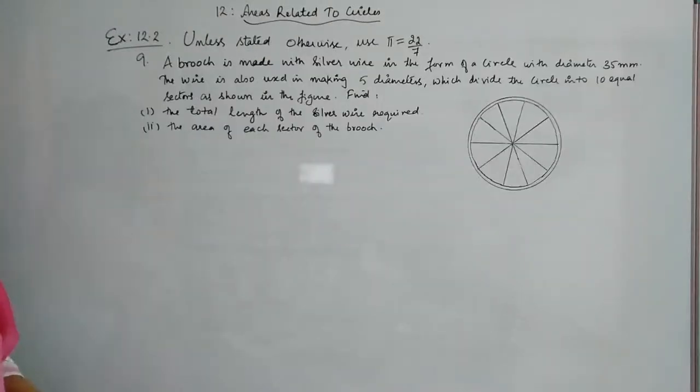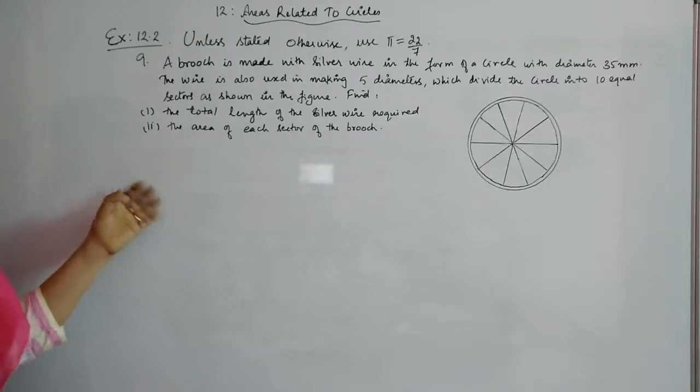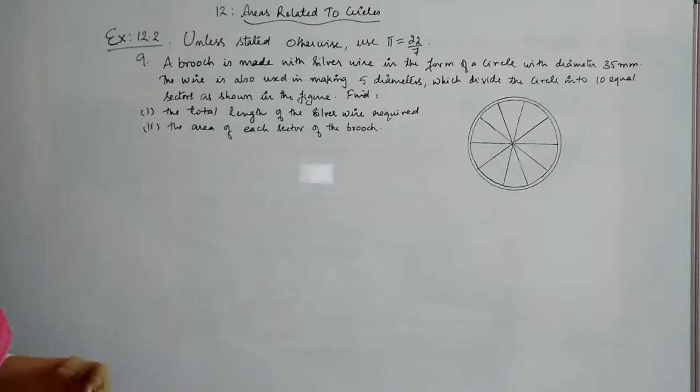Question number 9 is, a brooch is made with silver wire in the form of a circle with diameter 35 mm. The wire is also used in making 5 diameters which divide the circle into 10 equal sectors as shown in the figure. Find, first, the total length of the silver wire required, and second, the area of each sector of the brooch. A brooch is a jewelry item normally used to fix a garment.